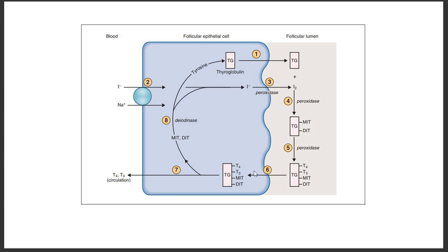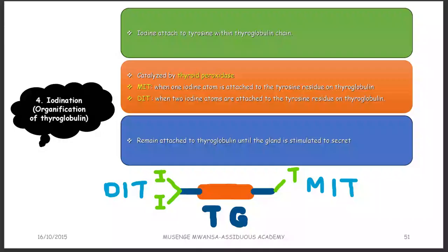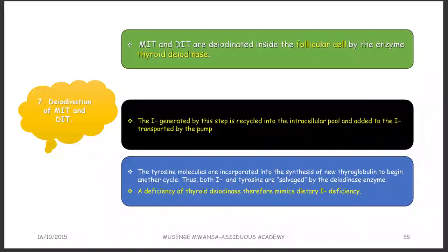Step 6 will be the storage. Step 7, we can release that into circulation. So step 7 will be deiodination of MIT and DIT. Okay, deiodination. So MIT and DIT are deiodinated inside the follicular cells by the enzyme thyroid deiodinase.